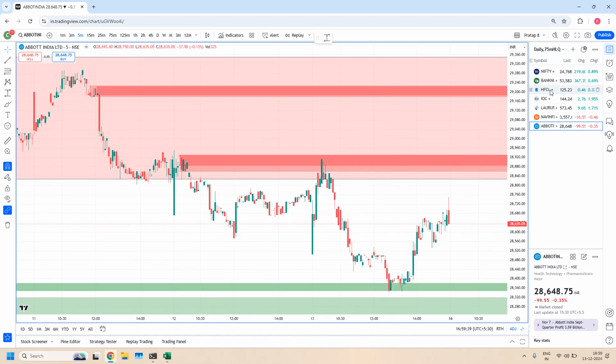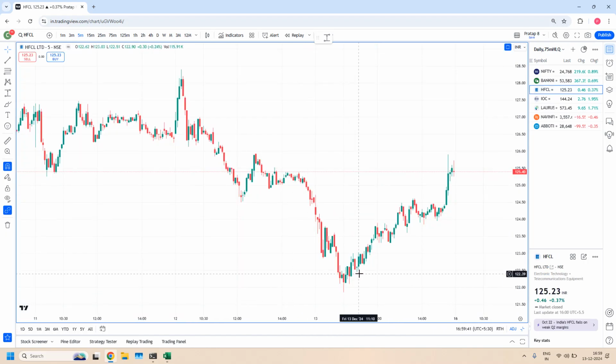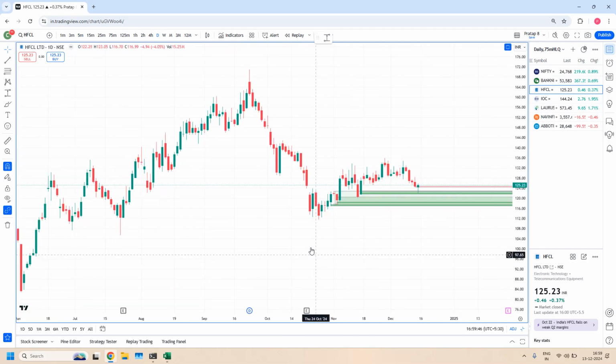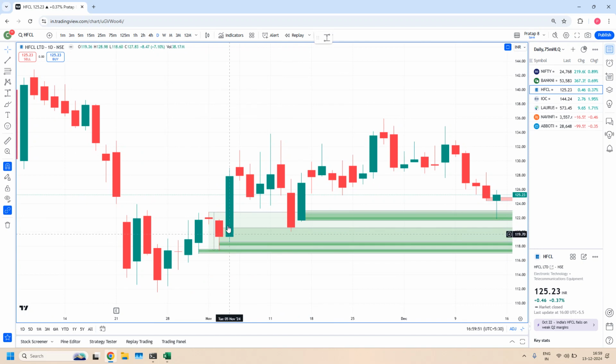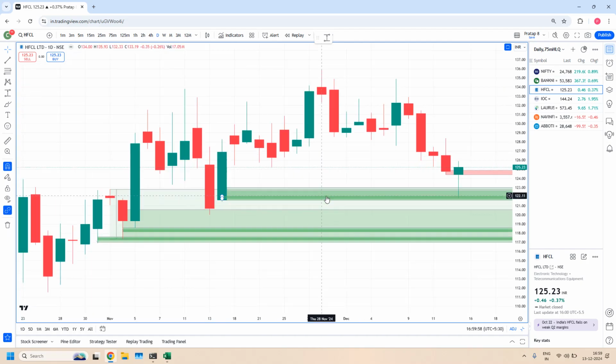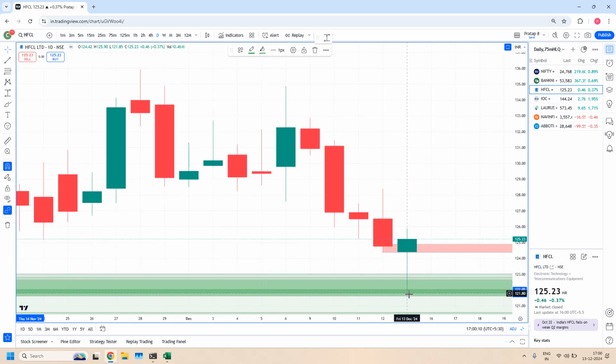Next one is HFCL. This is a high liquidity demand zone, daily demand zone. Let me go to the daily time frame. This is a rally base rally. This is the daily zone identified by our software. And this zone is fine-tuned. We have multiple order flows. Have you noticed? We are in the daily, still we are noticing here we have one order flow. This is the second order flow. This is the third order flow. And from here you see prices came and sharply how it moved up.